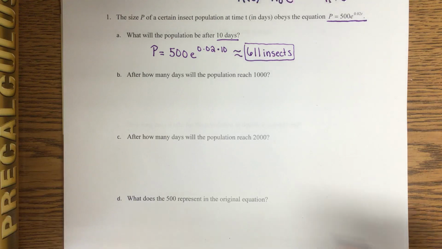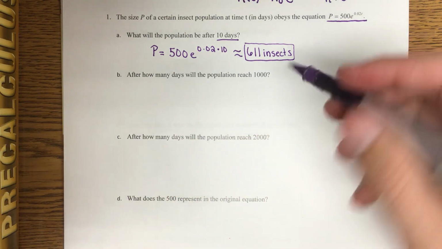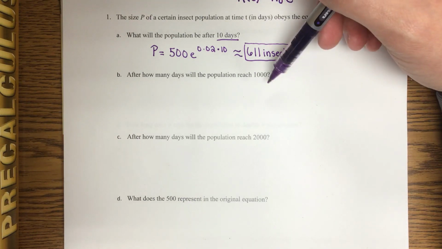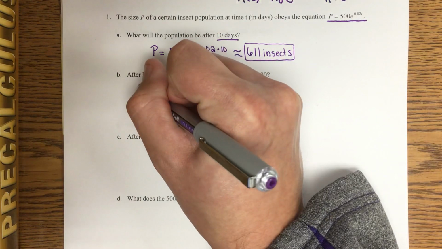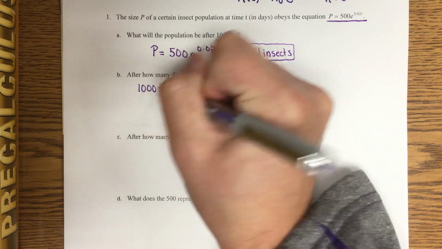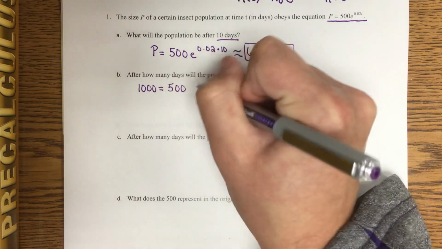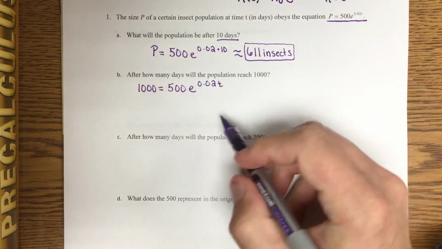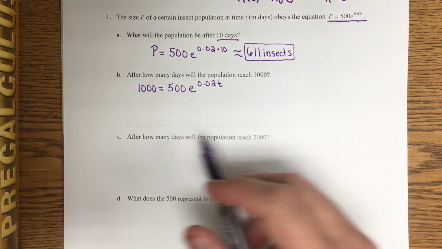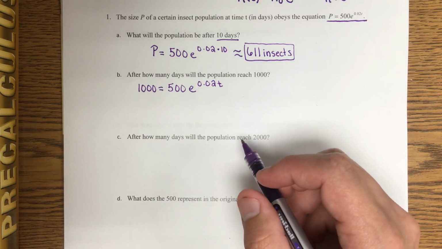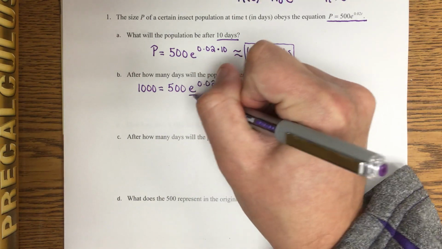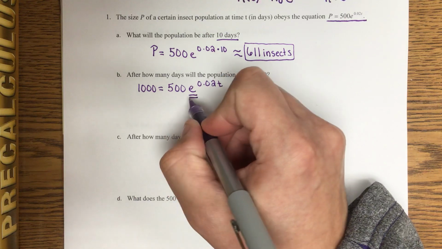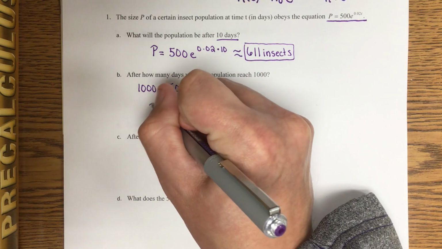Now for part B, it says, how many days will it take for the population to actually go to 1,000? So after 10 days, it's 611, but how many days will it take to go to 1,000? So this is going to look a little different. It's going to be 1,000 equals 500 e to the 0.02t power. We actually need to solve this for t. This is an exponential equation. To solve an exponential equation, I need to get the base by itself. e is the base, so I'm going to divide both sides by 500. 1,000 divided by 500 is 2.